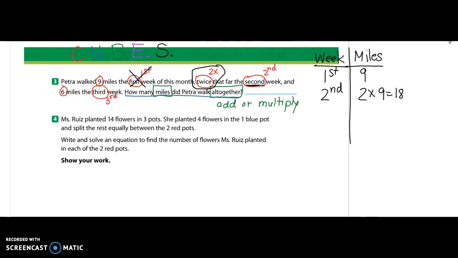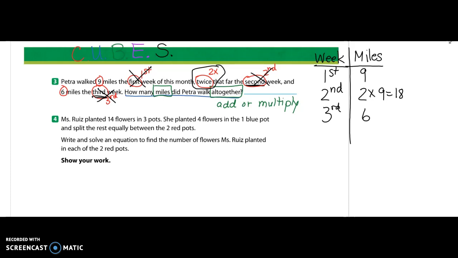And then the third week, again, that's another adjective, that third week. I really didn't need these numbers to compute. I just know that they have something to do with the week I'm talking about. So the third week, she walked 6 miles. How many miles did she walk altogether?